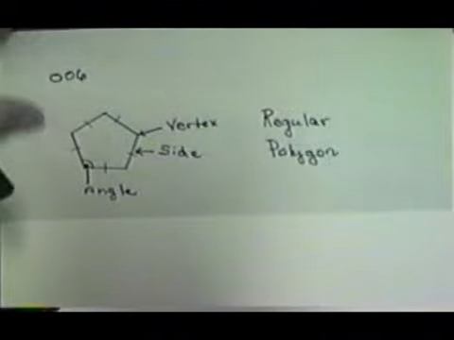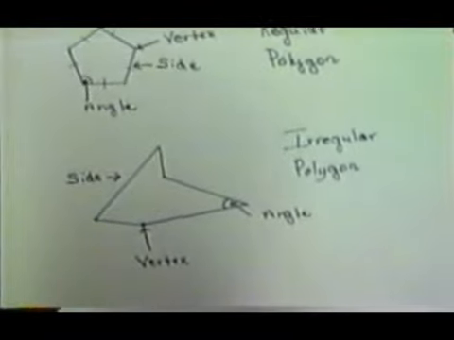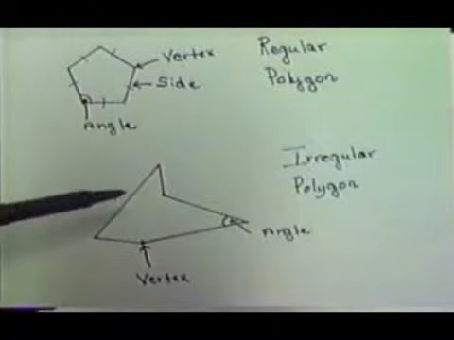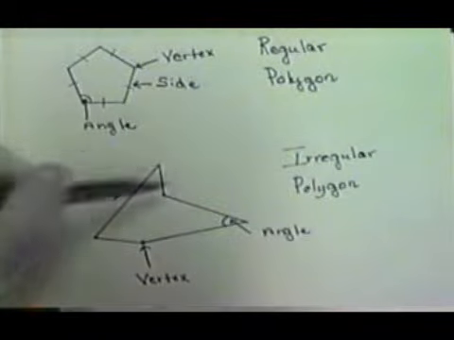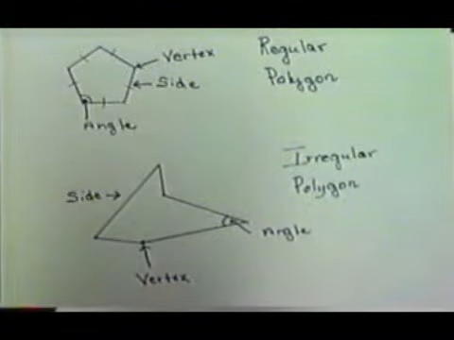Now let's look at another polygon, and this time our polygon is not regular. It's what we call an irregular polygon, because you see that we have sides that are different lengths. Here again is a side. This one has 1, 2, 3, 4, 5 sides too, just like our first one, but it looks very different. It's called irregular because the sides are different lengths.